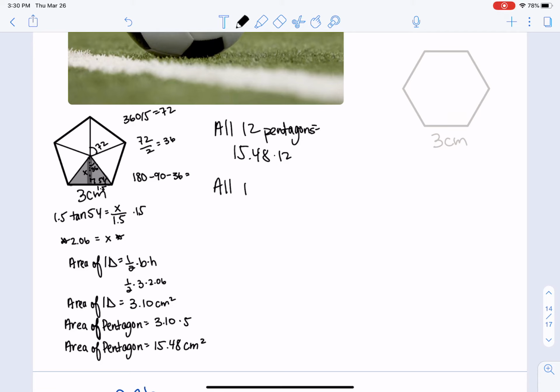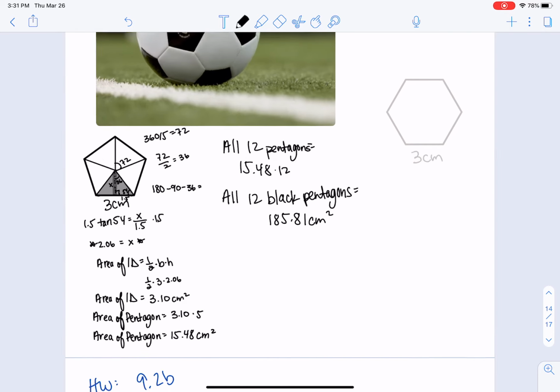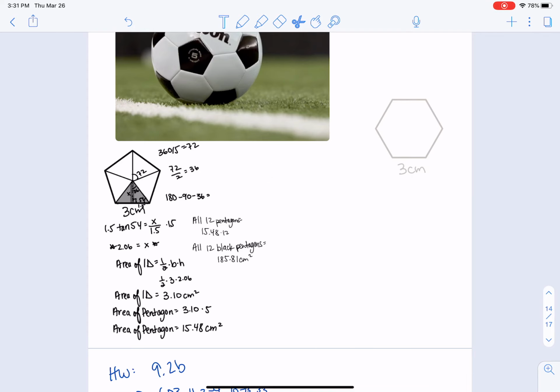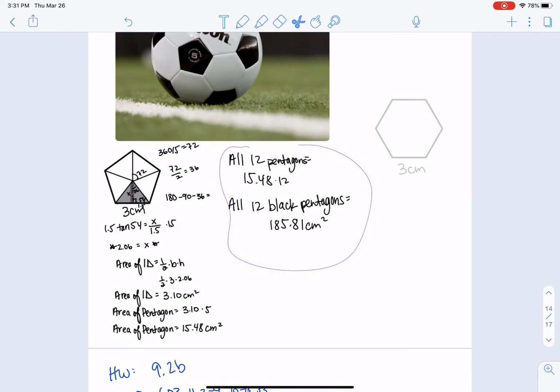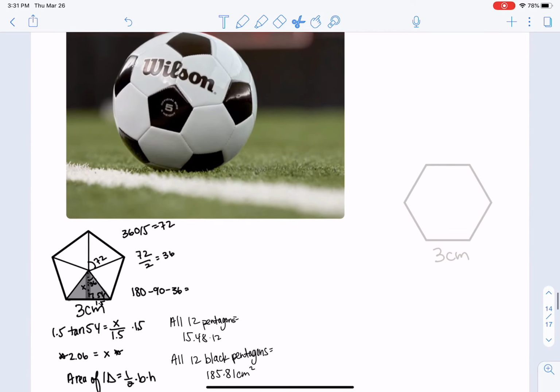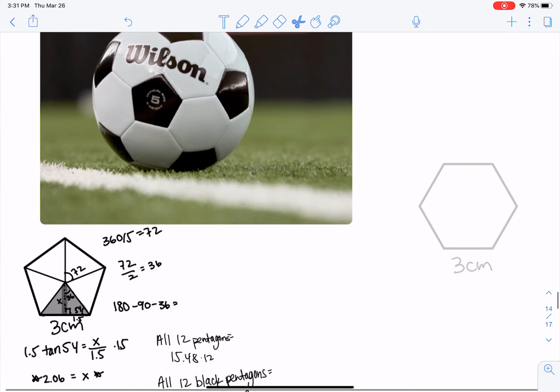So all 12, these are black on the soccer ball, pentagons are equal to 185.81 centimeters squared. So that is just the black part of the soccer ball. So we need to do the hexagons next, which I've done in gray so that we can see it. So if we're going to do a hexagon, let's move this.